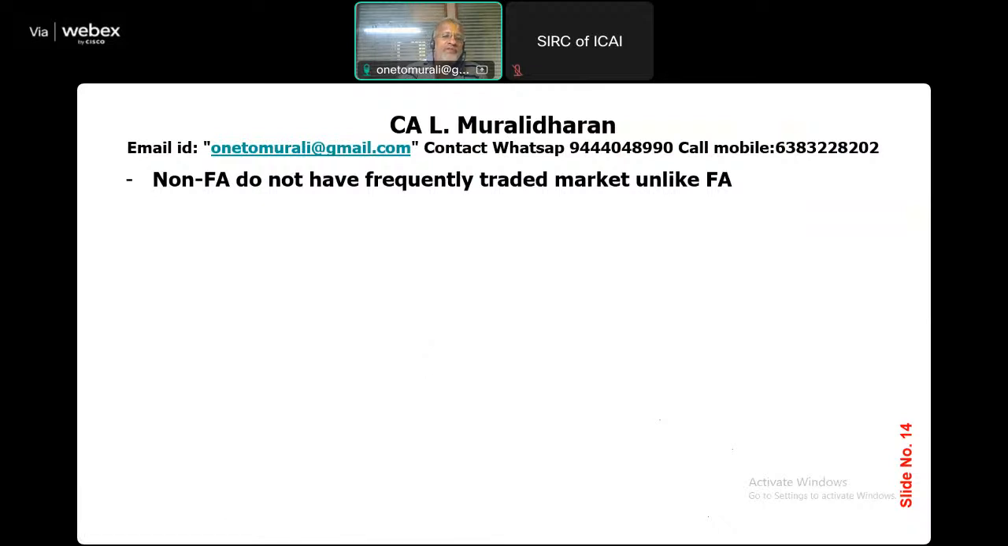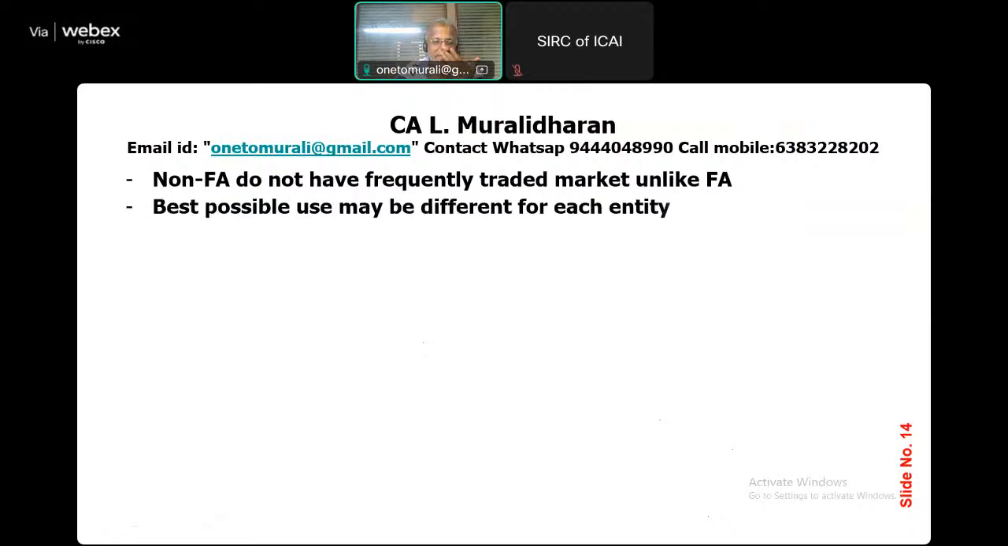Non-financial assets do not have a frequently traded market like financial assets. Quite naturally, land, building, property and all that may not have a high frequency as you have in the case of financial assets. Best possible use may be different for each entity. How you use the asset is very important. That is the way value can be assigned.